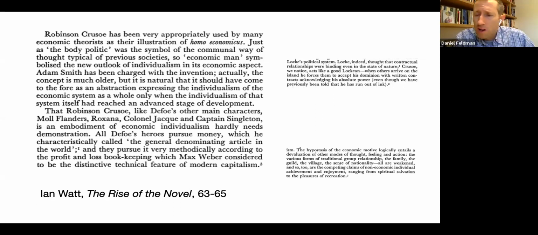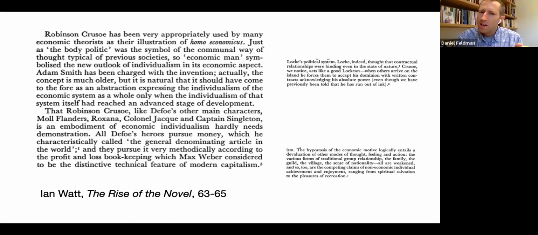This is the last part I want to present to you. Crusoe relates to Friday not as a person, but through the prism of a contract, slavery. We are not just people to each other in relationships. We are people whose relationship to each other is defined by property. Slavery does that. The hypostasis in the bottom quote, the celebration or the elevation of the economic motive, logically entails the devaluation of other modes of thought.